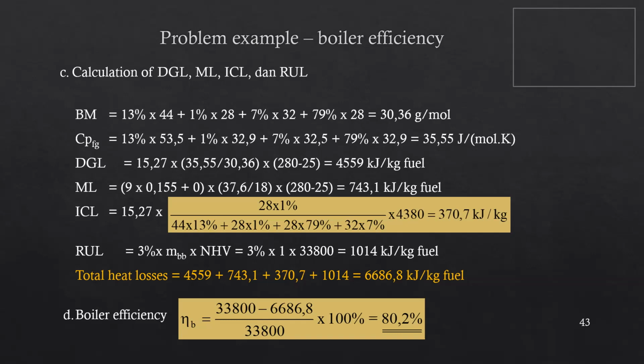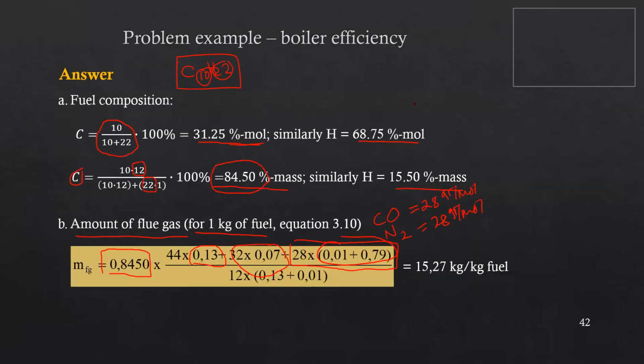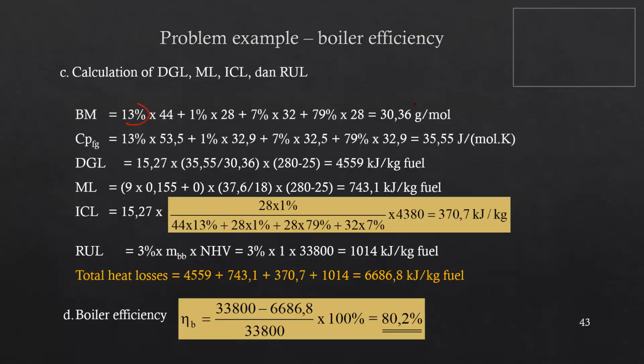It is a function of the percentage of the flue gas given in the problem. So we multiply the molecular weight of each compound by the percentage, or the mole fraction, of each component. Based on the problem, we have 13% for CO2, 1% for CO, 7% for oxygen, and 79% for nitrogen. So we calculate the molecular weight. This one is the molecular weight of the flue gas.